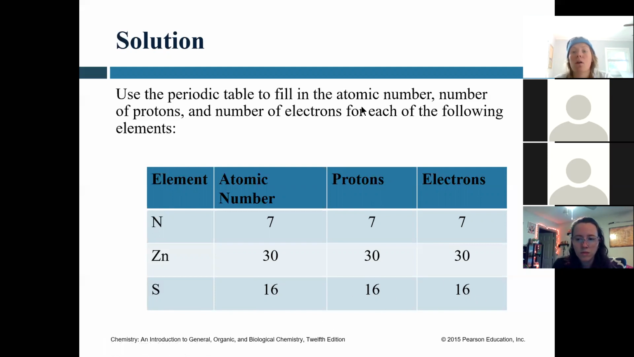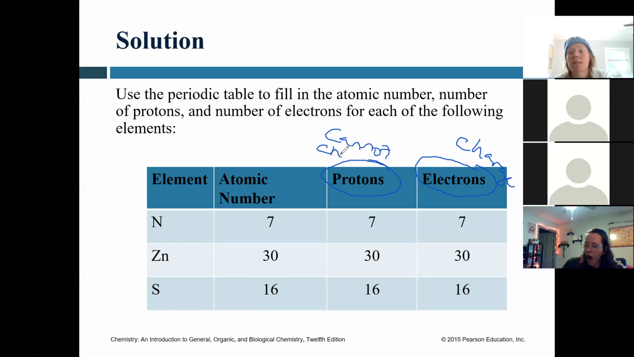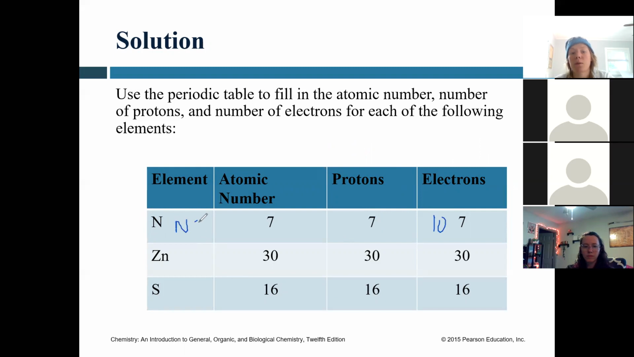Now, just know these numbers here. The electrons can sometimes change. All right. Protons cannot change and still be the same thing. If I all of a sudden had 6 protons, it would no longer be nitrogen, it'd be carbon. But if I had, let's say, 10 electrons, I would still be nitrogen. I would just be nitrogen with a charge. And we'll talk about that a little farther.